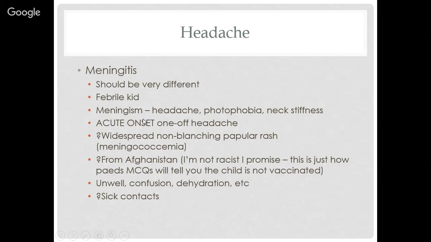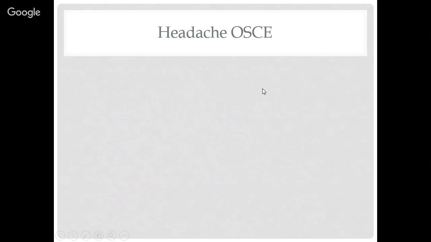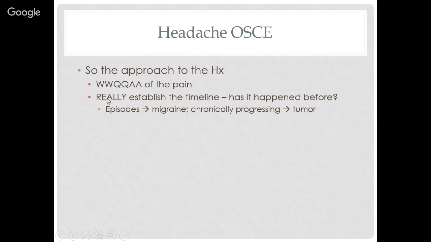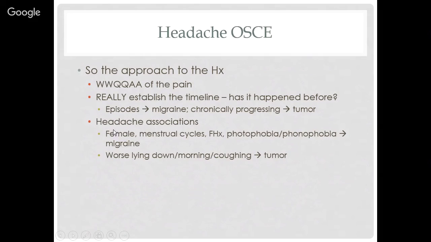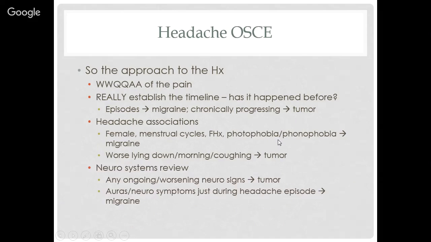And you should know how to manage meningitis. So the approach to a history OSCE is WWQQAA, but also really understand the timeline, because that's how you're going to tell apart migraine from tumor. Any association: if the patient is female, more likely migraine; menstrual cycles, an older child, family history, phonophobia, migraine. Whereas, as we said, worse lying down, in the morning and with coughing is a tumor. So this is probably the most important thing to tick off in the OSCE.